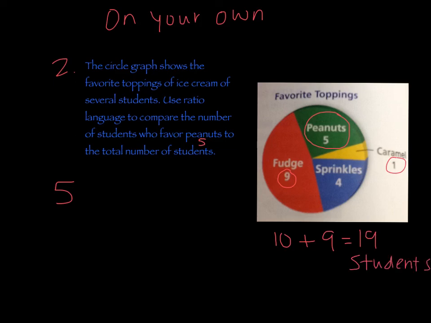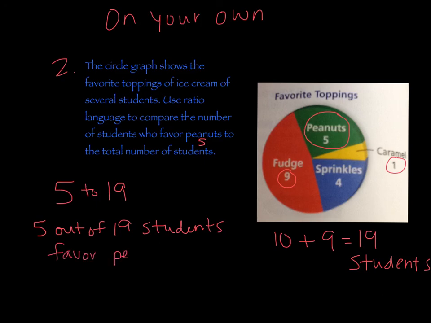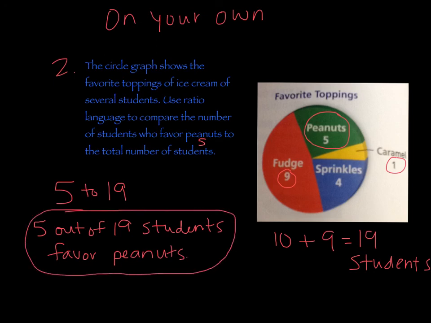So our ratio in ratio language would look like this. The question again says use ratio language to compare the number of students who favor peanuts to the total number of students. So we have 5 to 19. And you could also say it like this: 5 out of 19 students favor peanuts. You could say it as a topping or just leave it at that. So this would be what I would expect an answer to look like on a question like this.